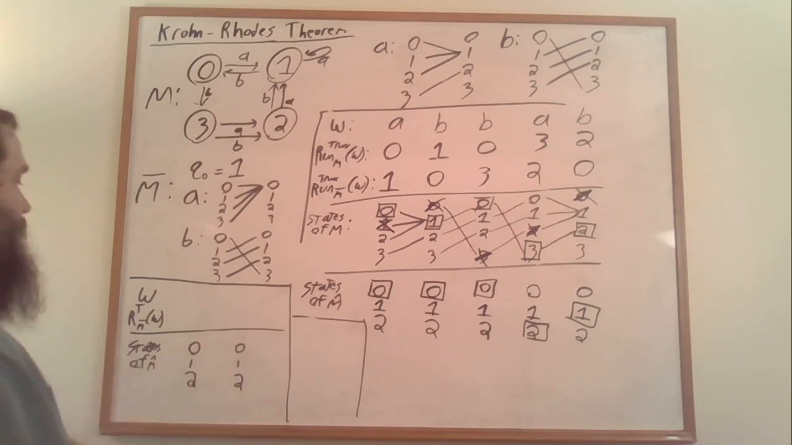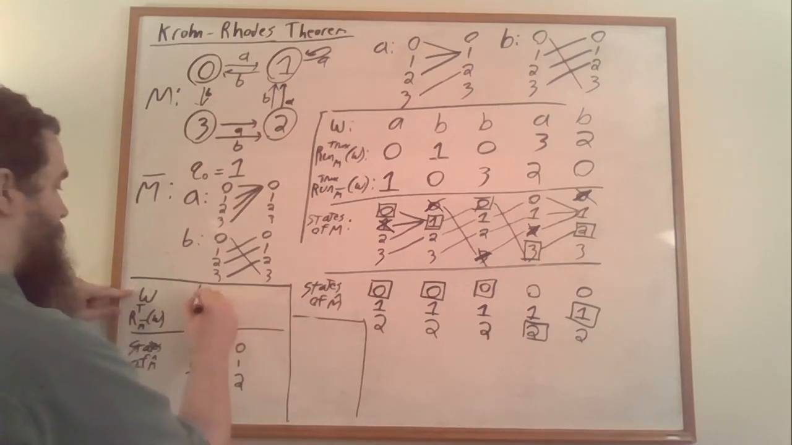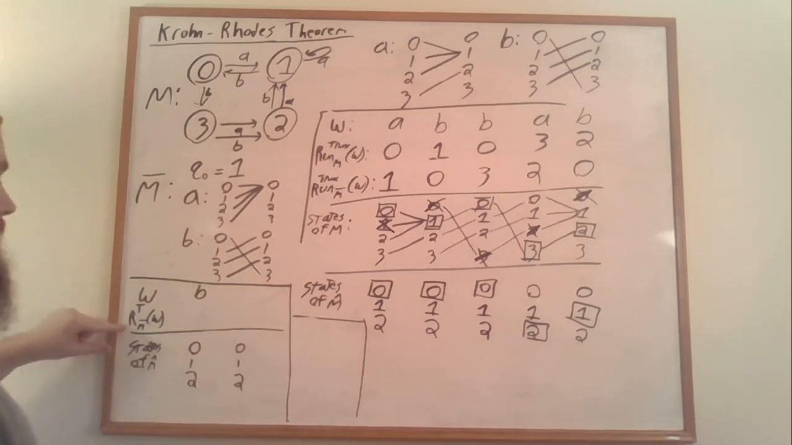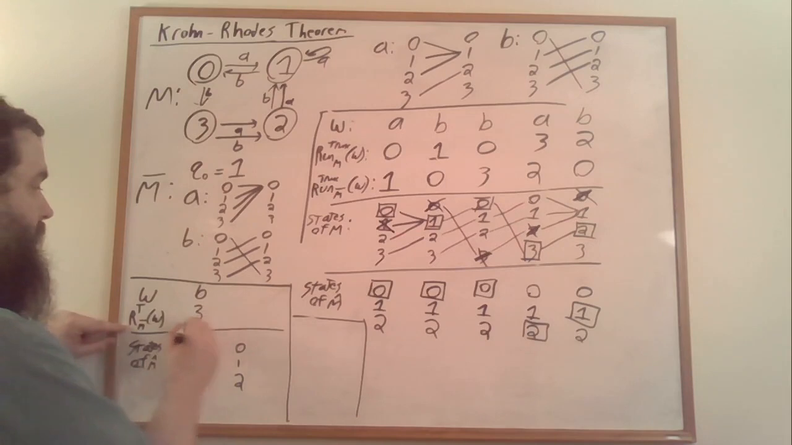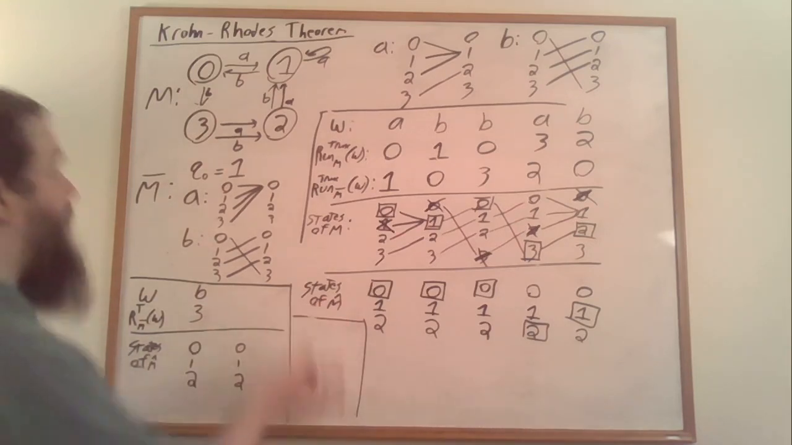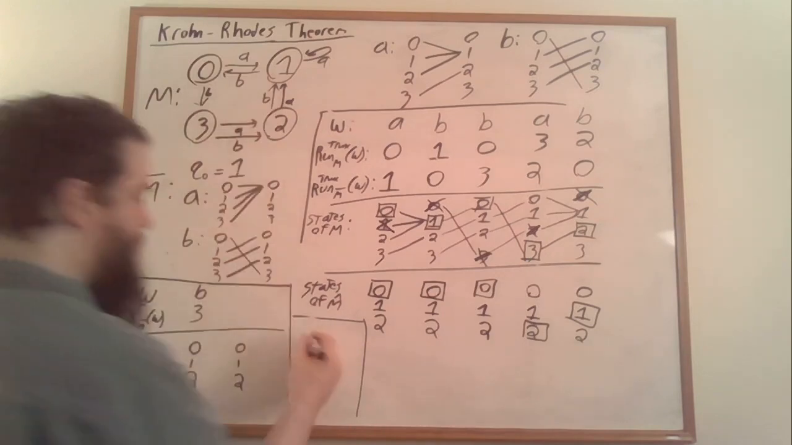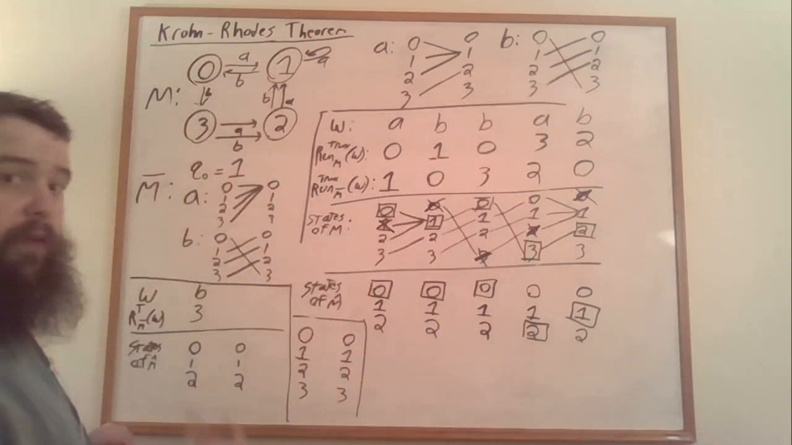Suppose m hat is told that our original word reads in the character B, and m bar kept track of the fact that we were not in state 3 before reading that B. Again, we'll want to write out the states of our original automaton M. We'll want to copy down the arrow diagram from the original automaton.